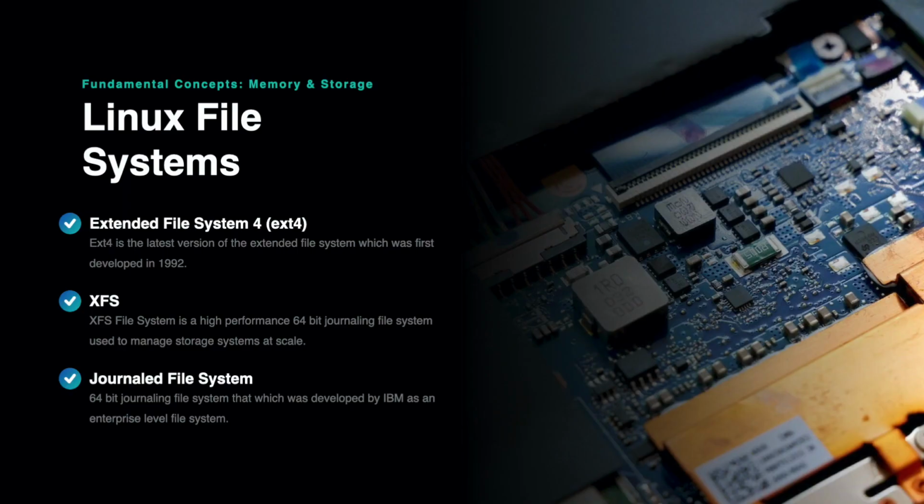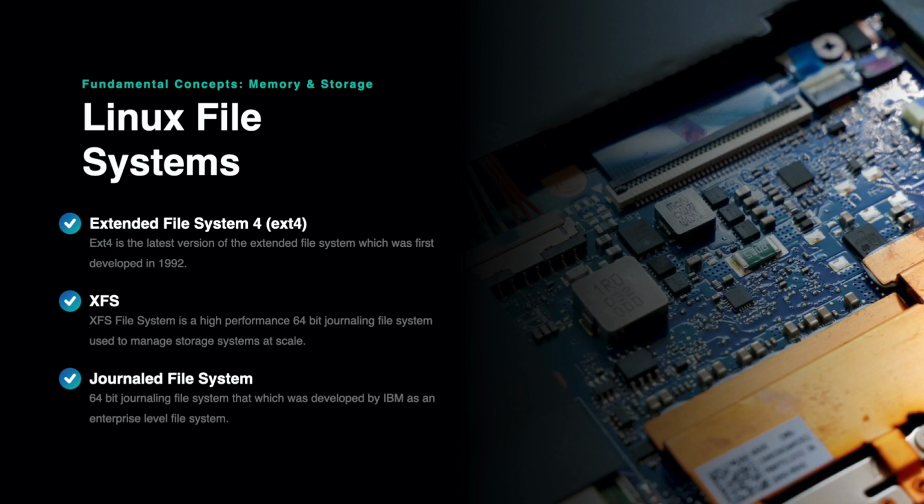Linux file systems. Extended File System 4. ext4 is the latest version of the extended file system, which was first developed in 1992. The extended file system has gone through several versions since it was first developed, with improvements with each version. ext4 extended the file storage limits from ext3 by expanding file limits up to 16 terabytes of data.